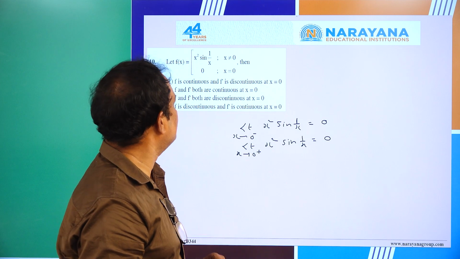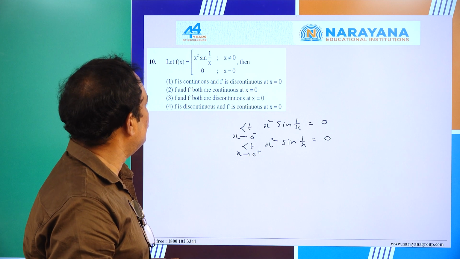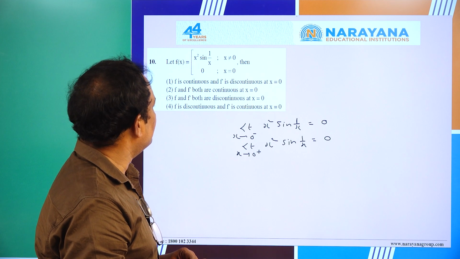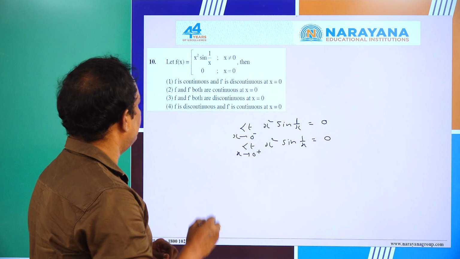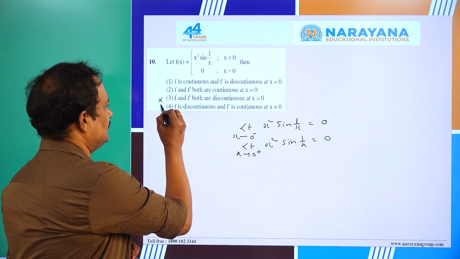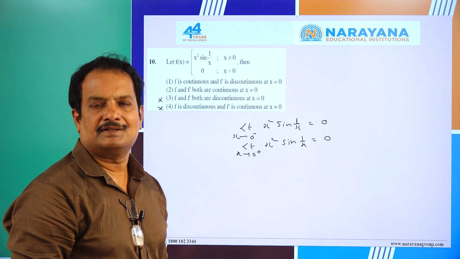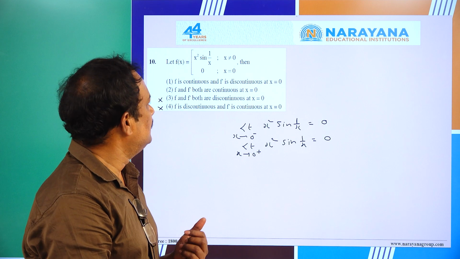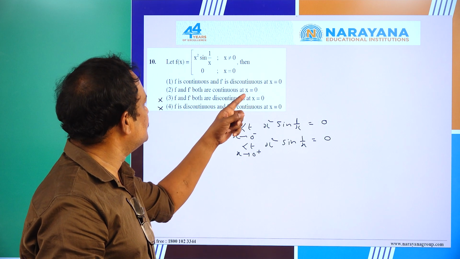So the function is continuous. F is continuous given in how many options here? That is the first and second. Whereas in the third and fourth it was given as discontinuous. So these two are obviously wrong. Just one more thing we have to find out, that is whether f dash is discontinuous at x equal to 0 or not.